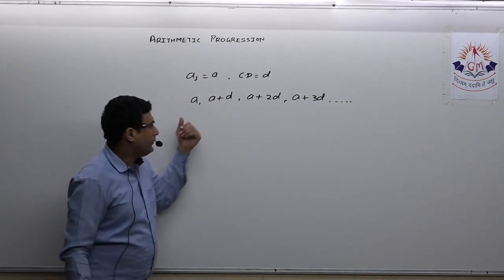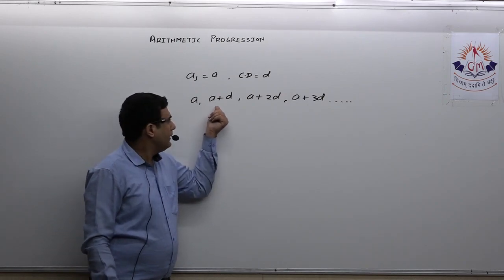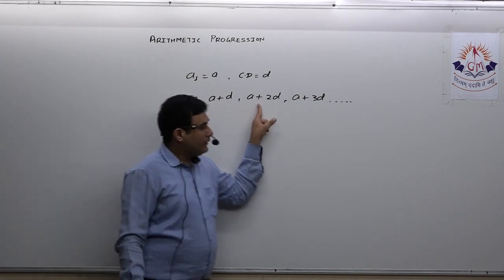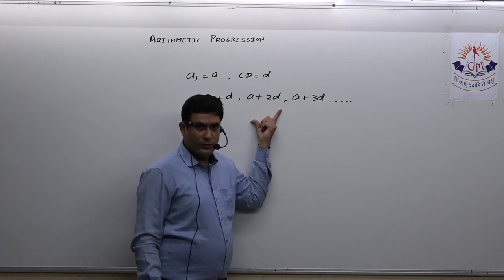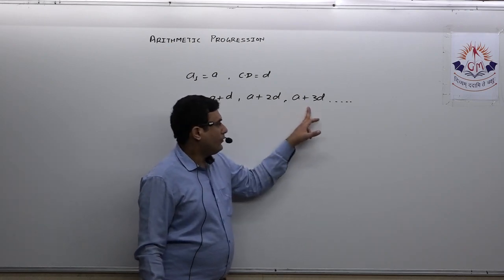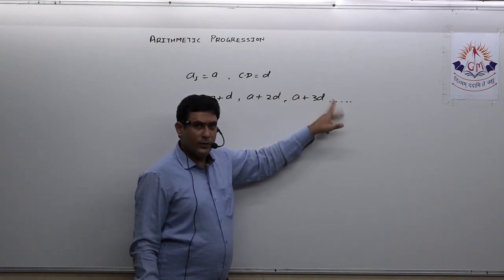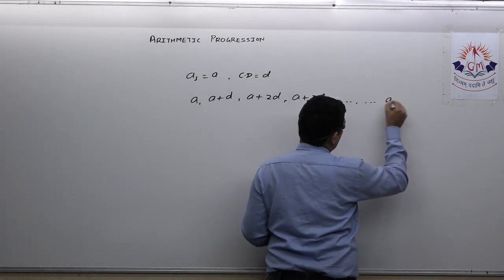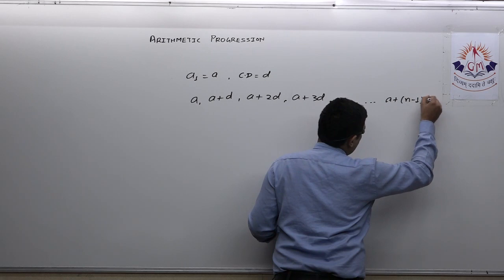Now over here, if you observe, this is the first term and the common difference, and the coefficient of D is 0. Here, this is the second term and the coefficient of D is 1. In the third term, the coefficient of D is 2. That means whatever is the position of the term, the coefficient of D is 1 less than that. For the fourth term, the coefficient is 3. For the fifth term, the coefficient will be 4. So in that way, if I want to find the nth term, then the coefficient will be 1 less than n, that is n minus 1.